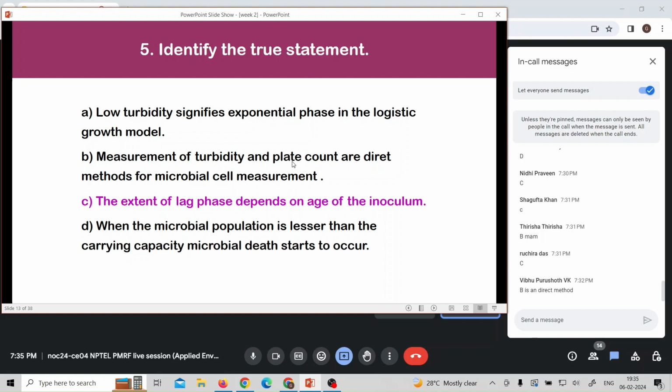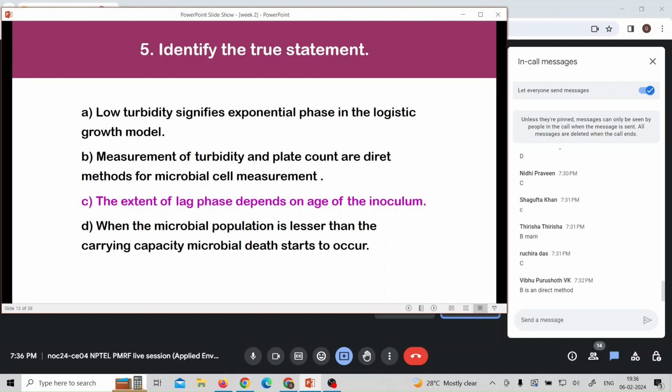Coming to this statement, the extent of lag phase depends on age of the inoculum. By now you will all know that we have lag phase, log phase, stationary phase, and the decline phase. The lag phase is the first phase where the microbe gets adapted to the situation, or the nutrient condition or the environment there. It might be feeding on some other sugar, and you might be taking it and putting it in a medium which contains some other sugar. So it has to prepare itself for surviving in the environment that you have kept the microbe in. That is known as the lag phase.